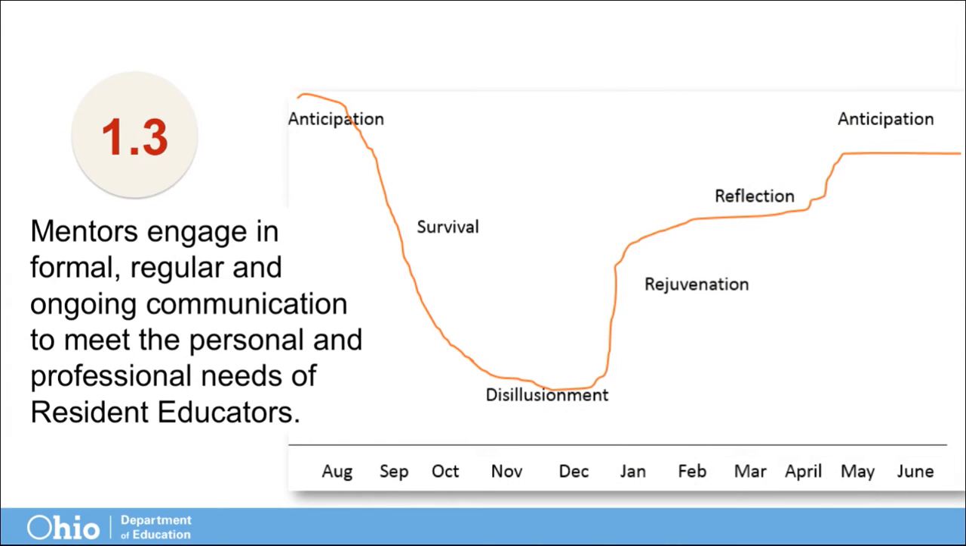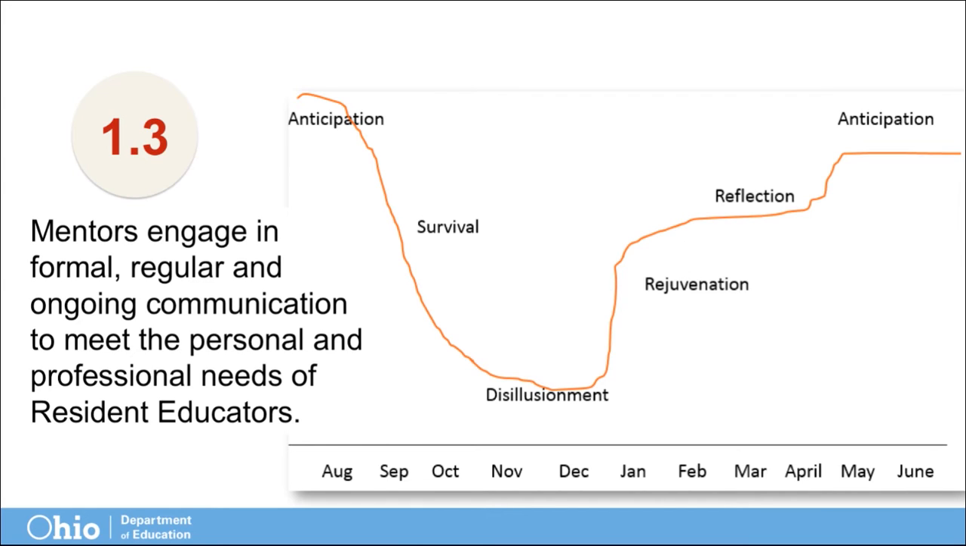Indicator 1.3. Mentors engage in formal, regular, and ongoing communication to meet the personal and professional needs of resident educators. Regularly scheduled collaborative time is essential to the development and support of resident educators. Every collaborative conversation between mentors and resident educators is a professional development moment.